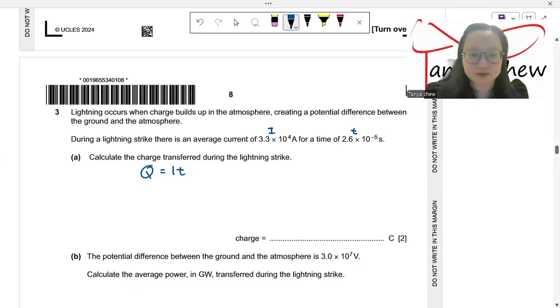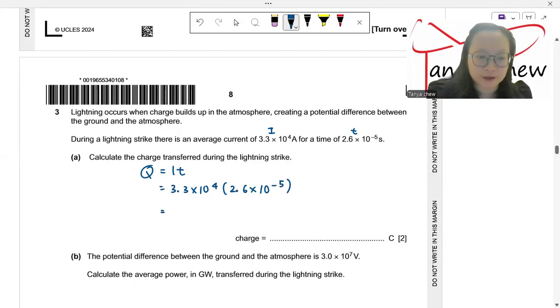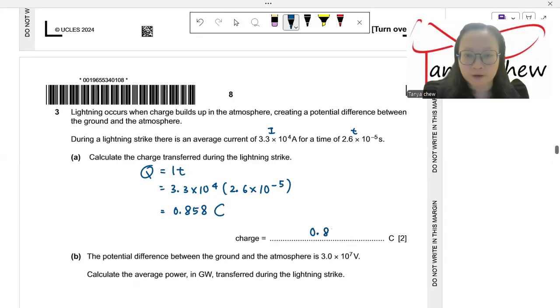That is how I remember stuff. Right, 3.3 times 10 to the power 4 times 2.6 times 10 to the power -5, and the answer should be 0.858 coulomb. Remember, that's the unit of charge. 0.858, or you can put a 0.86.